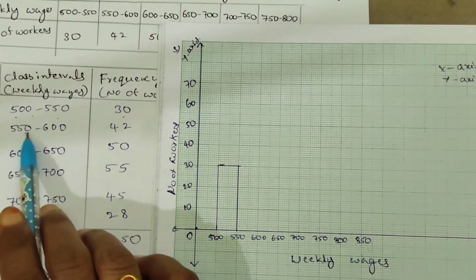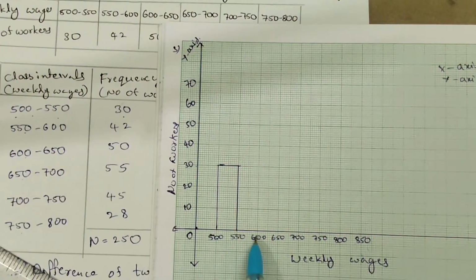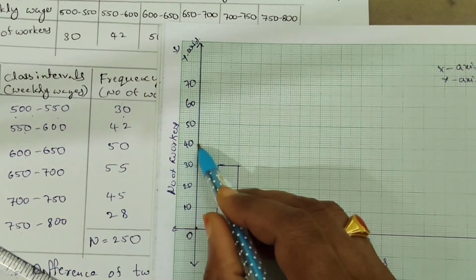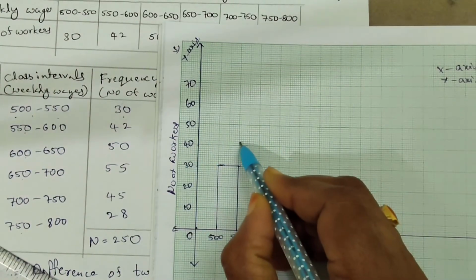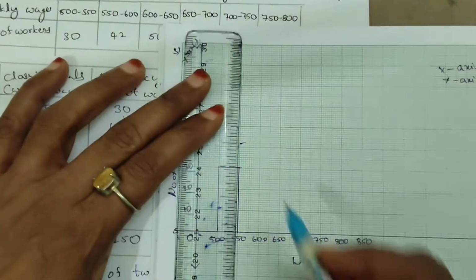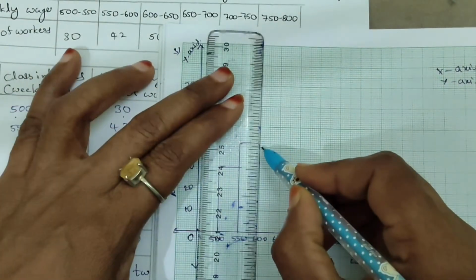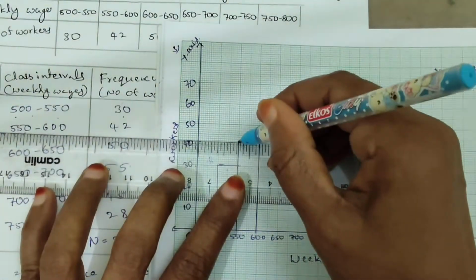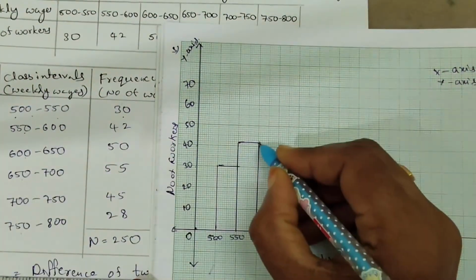Next, 550 to 600 on the x-axis. Here the frequency is 40, after the second line. So now we join these lines.